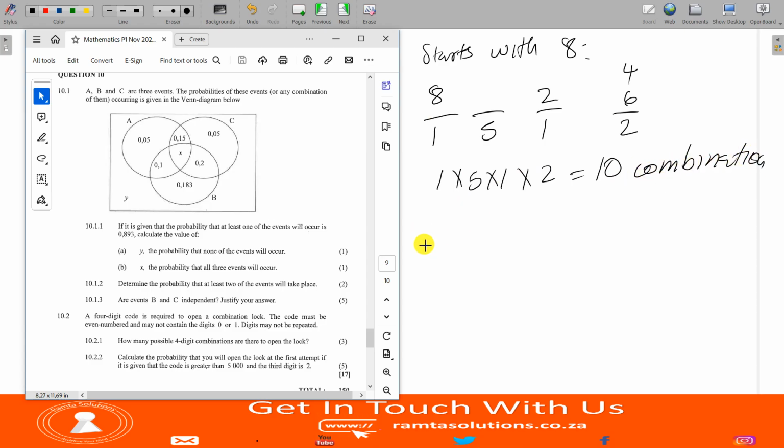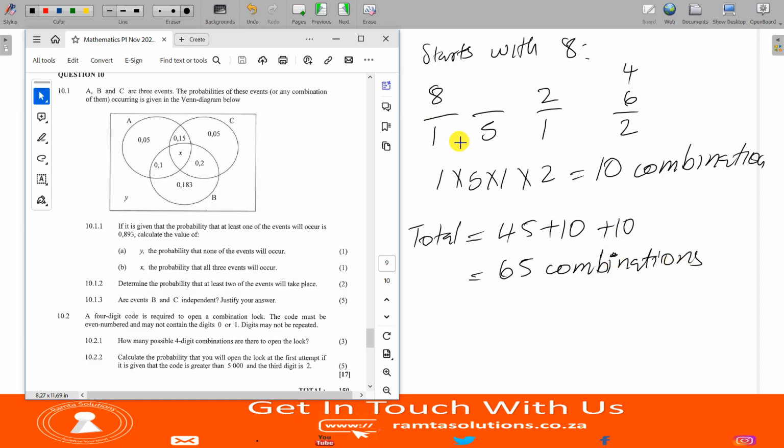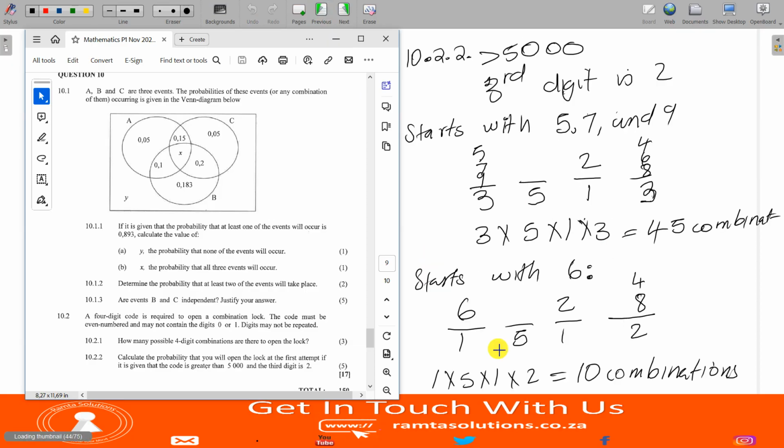Alright? Therefore, our total will be 45 plus 10 plus 10, which is 65 combinations. Guys, there is a way of doing this in a short way, okay? But I will choose this method. So with that being said, this is it, guys. This is how you answer these questions.